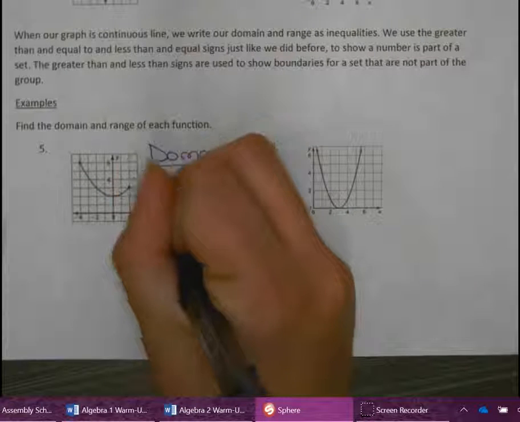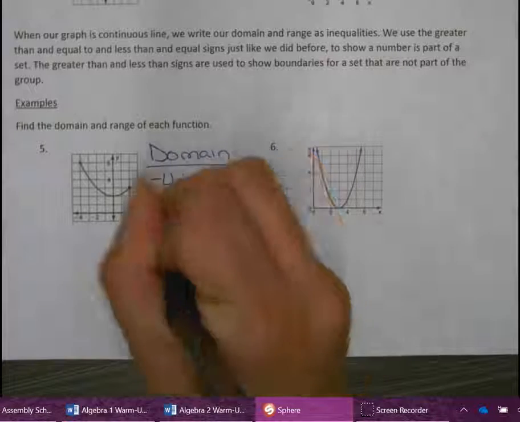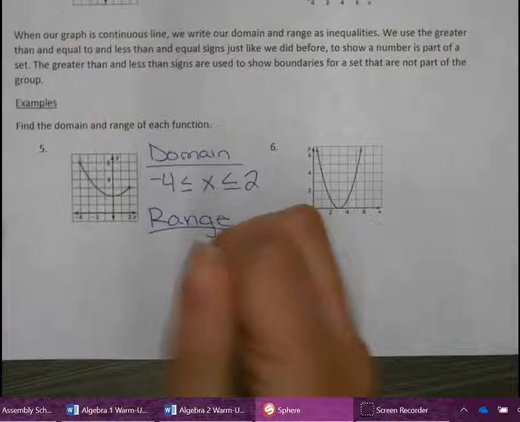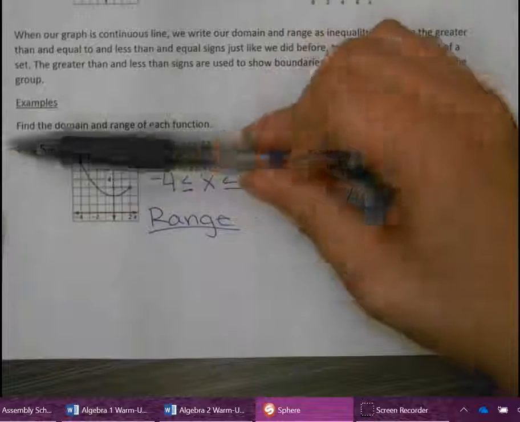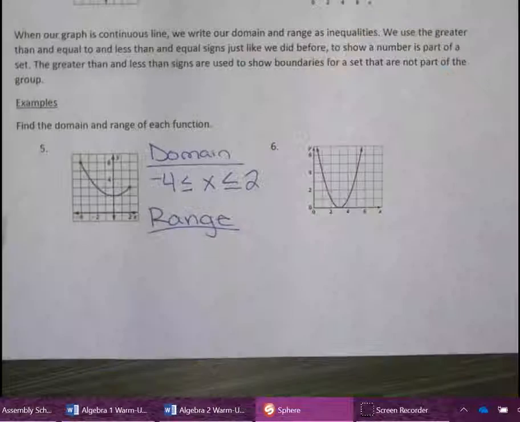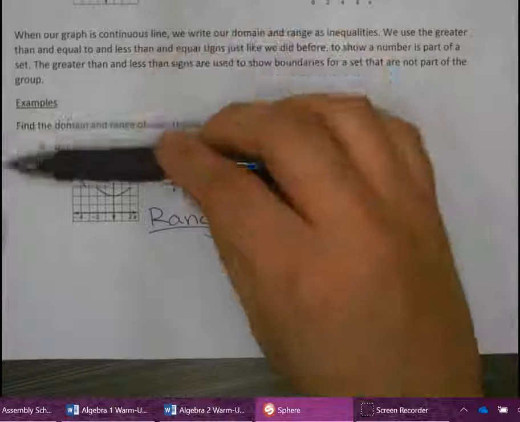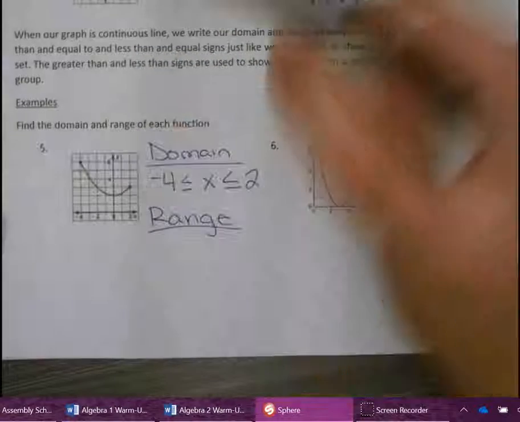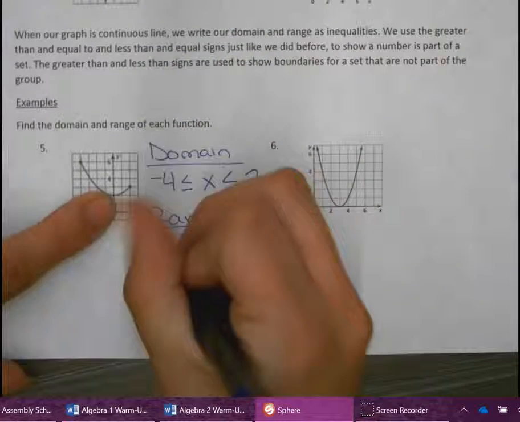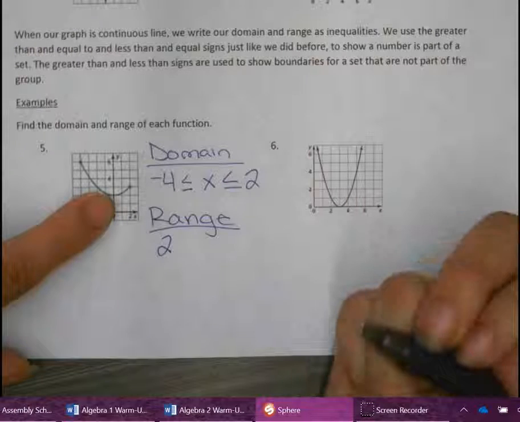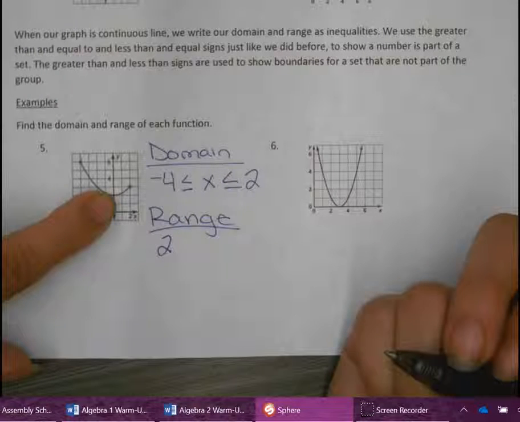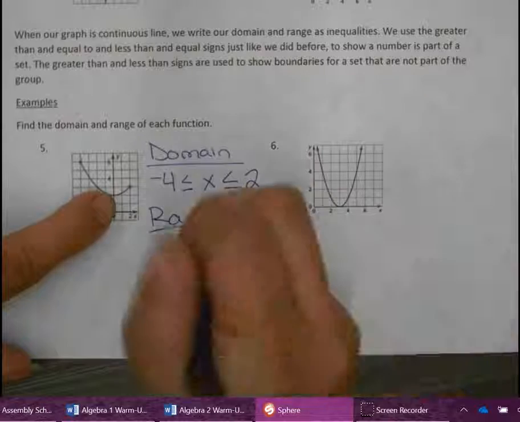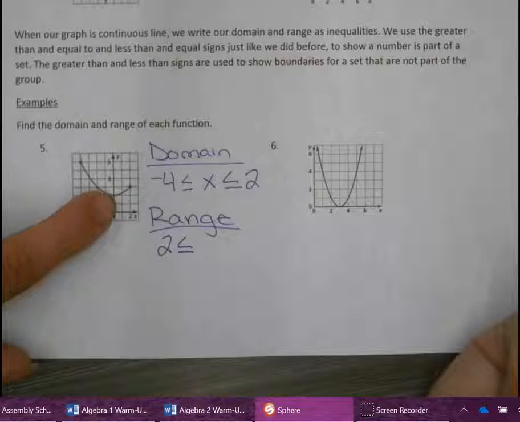So then I'm going to do the same thing, but now I'm going to do it for my range. What's my lowest y value? So when I'm looking this way, what's the lowest point it goes? Not 4. Not -4. Y values are up and down. 2. Because the lowest point is right here. This one doesn't have a dot, but the line goes through the point, so we know it's included, so it's going to have the line underneath.